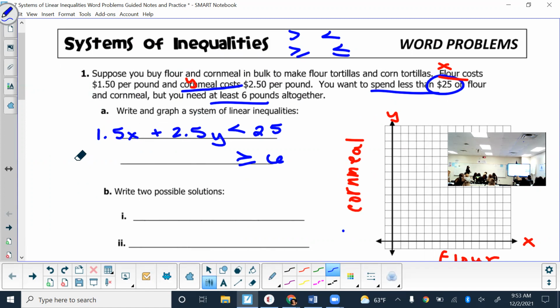All right. Now let's talk about the 6 pounds. So on the other side of it, we need to put some stuff here. If you're stuck, remember that you do need to use the same variables. So somehow X and Y need to be in there. How would I write it? Good, X plus Y. And that's about it, right? Because we said X is pounds of flour, Y is pounds of cornmeal. If I add those pounds together, I need to make sure that they're at least 6. All right, makes sense? Any questions?